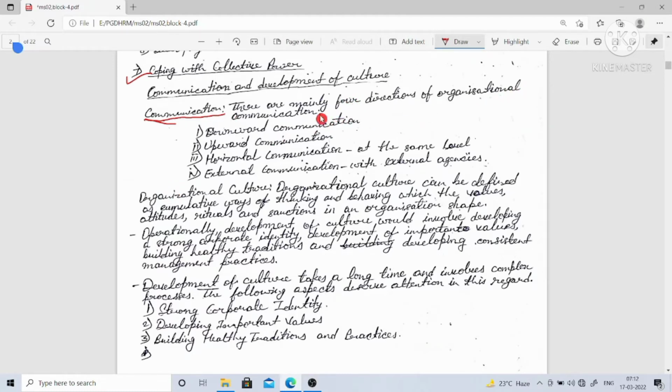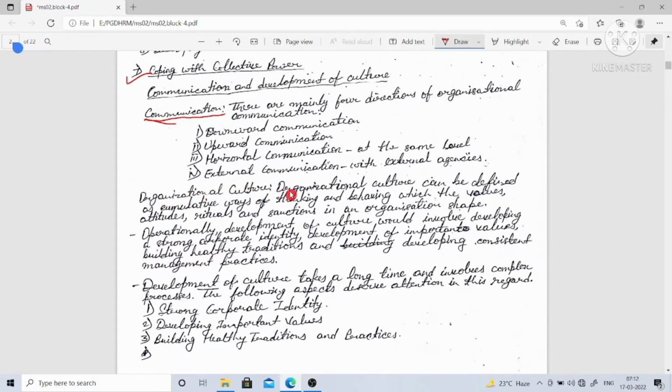So what are these 4 directions of organizational communication? Downward communication, upward communication, horizontal communication means at the same level, and fourth given external communication with external agency. So these are 4 different kinds of communication in the organization.